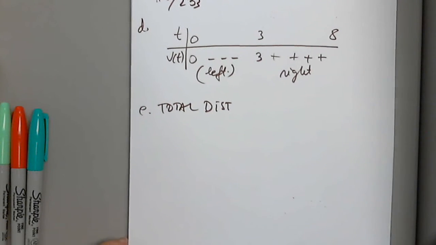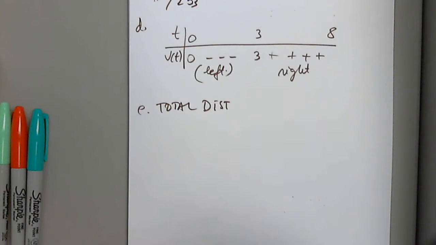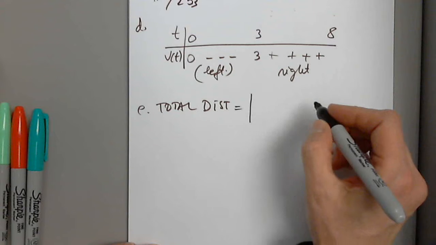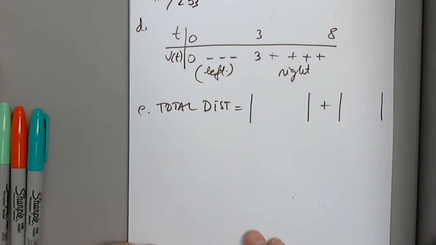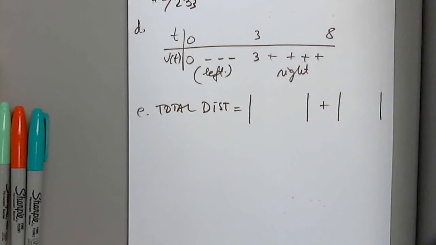So the total distance is the absolute value plus another absolute value. So if the particle moves to the left or moves to the right, it doesn't matter to us. It's still accumulating distance.